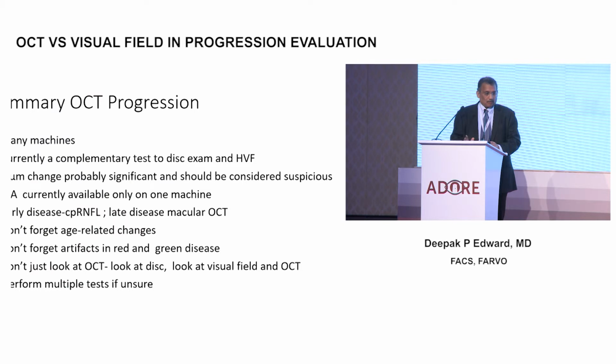So to summarize, you have many machines. Currently, it's used as a complementary test. A 5-micron change is probably significant. GPA is available on only one machine. Use RNFL in early disease, OCT in late disease, and don't forget about artifacts.